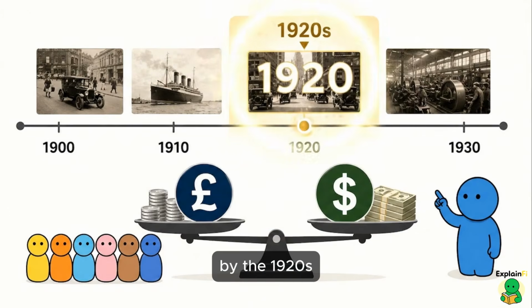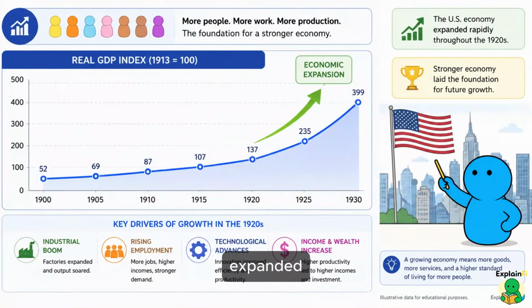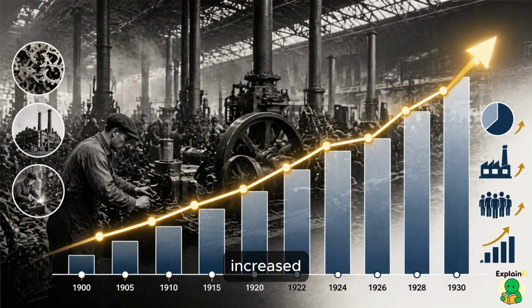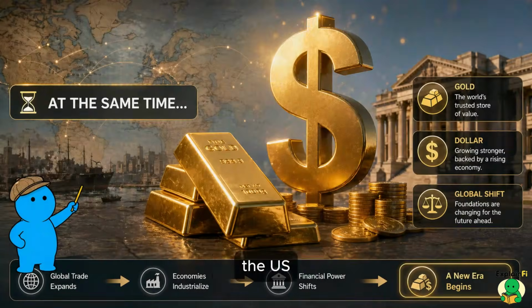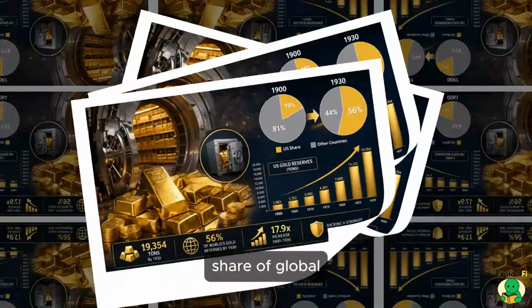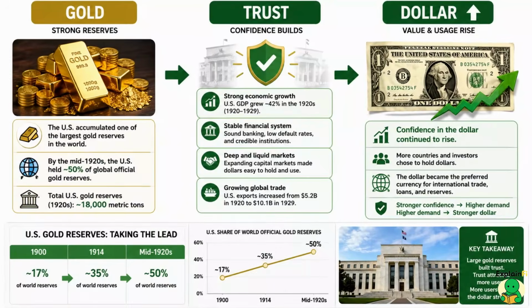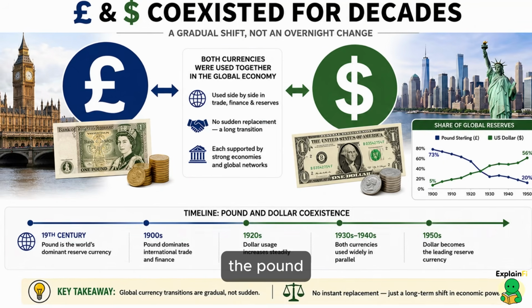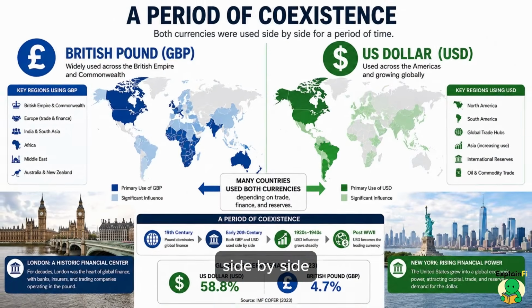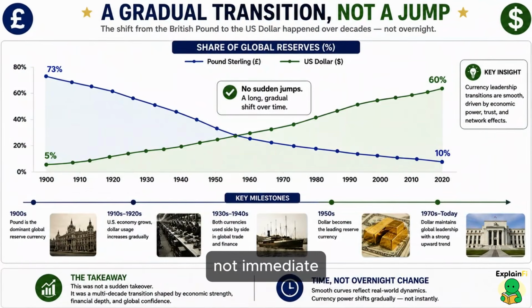By the 1920s, this shift became more visible. The US economy expanded, industrial production increased, and trade activity grew rapidly. At the same time, the US accumulated a significant share of global gold reserves. This strengthened confidence in the dollar. But here's what's important. The dollar didn't suddenly replace the pound. Both currencies were used side by side for a period of time. Global currency transitions are gradual, not immediate.